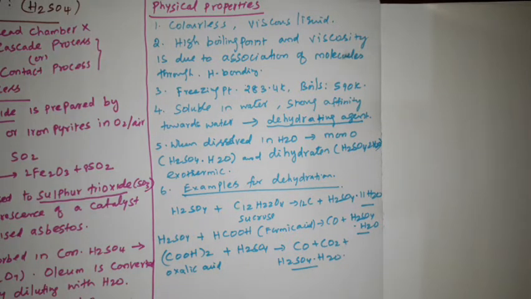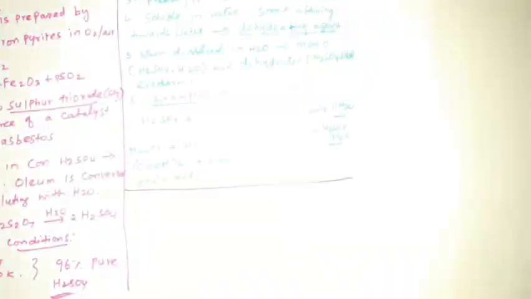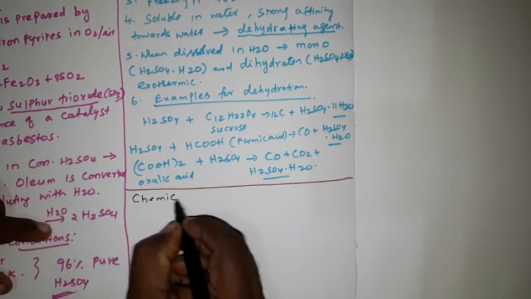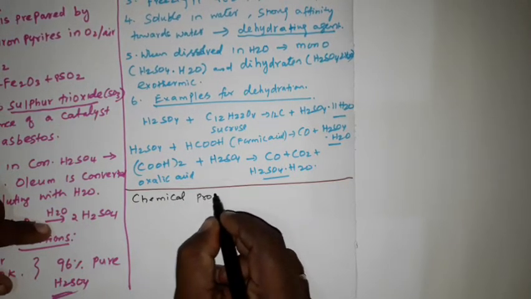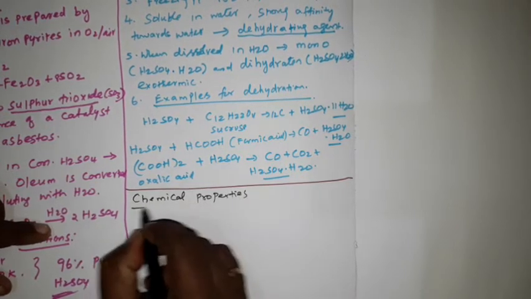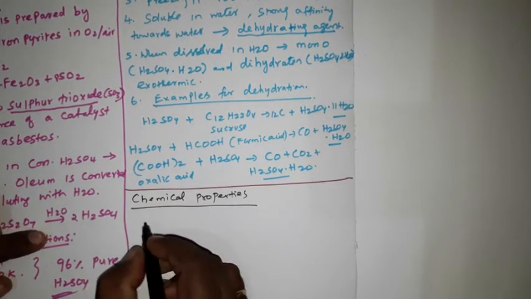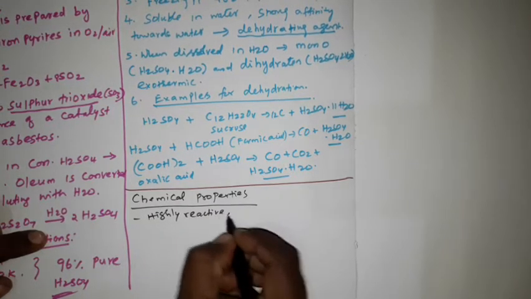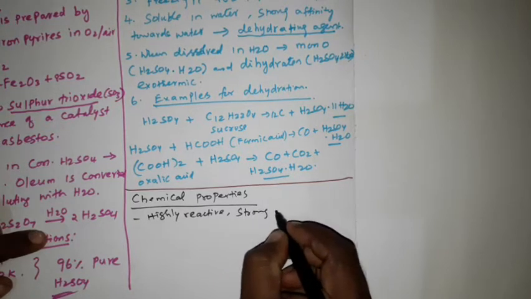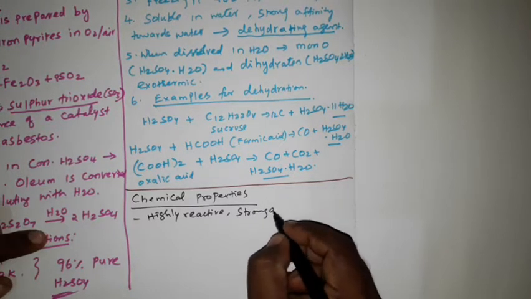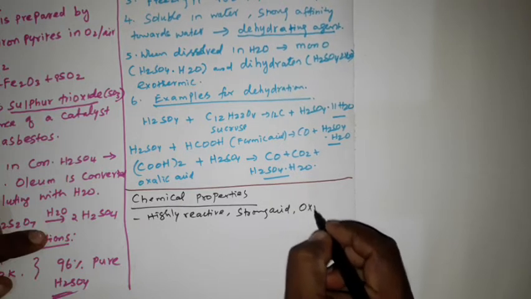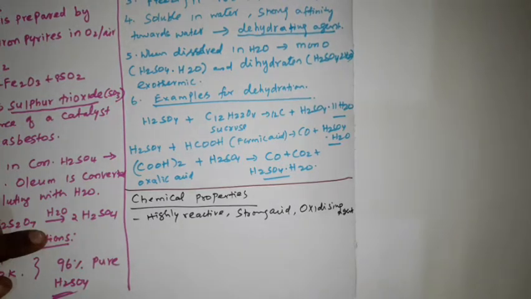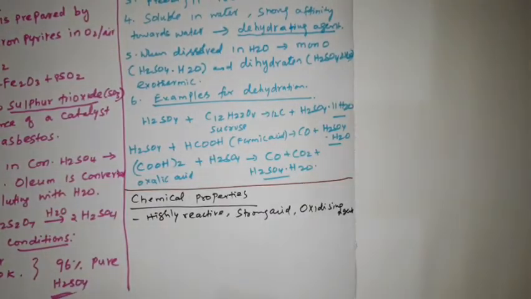Okay, so next we are going to see the chemical properties of sulfuric acid. In chemical properties, it is highly reactive and a strong acid, and it's an oxidizing agent. It's a strong oxidizing agent.